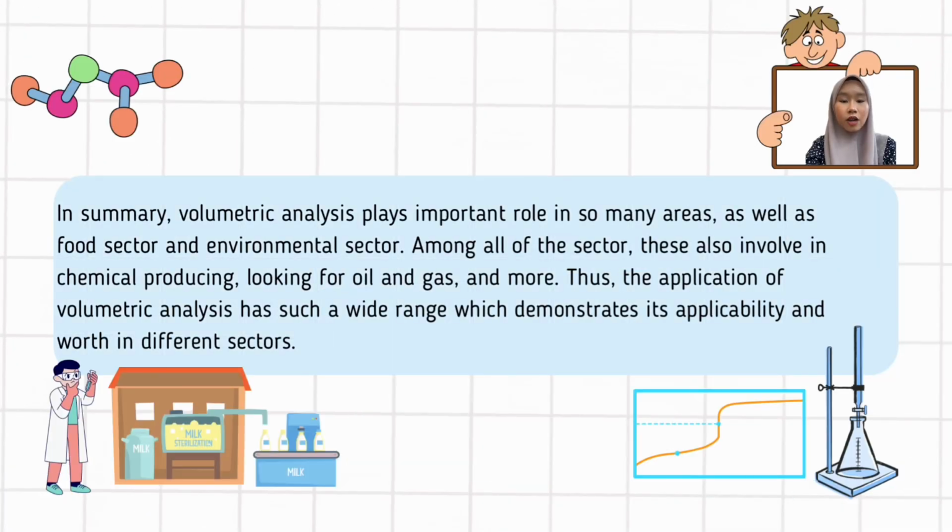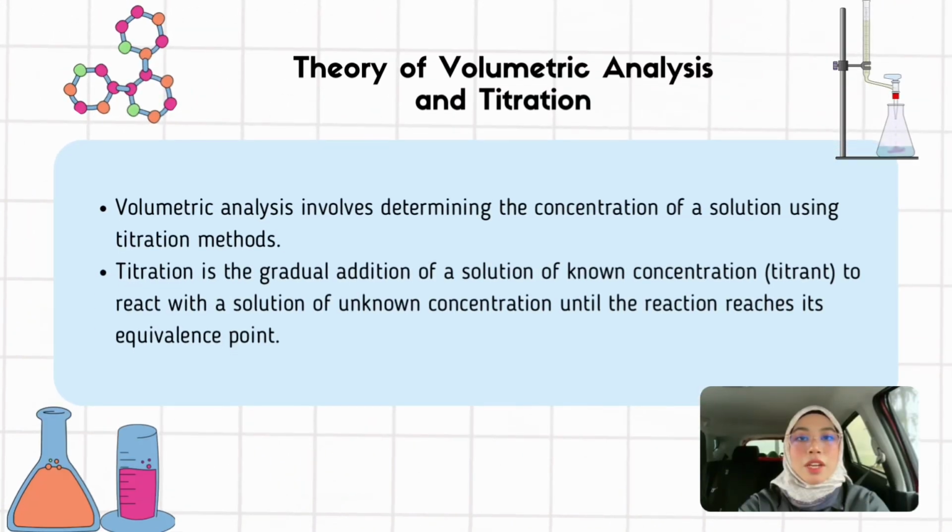In summary, volumetric analysis plays an important role in so many areas, such as the food sector and environmental sector. Among all of the sectors, it is also involved in chemical production, looking for oil and gas, and more. Thus, the application of volumetric analysis has such a wide range, which demonstrates its applicability and worth in different sectors. Theory of volumetric analysis and titration.